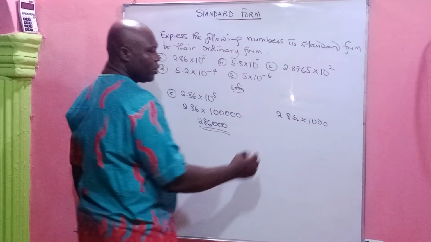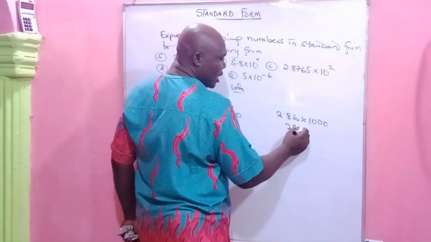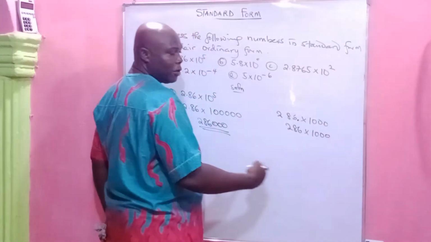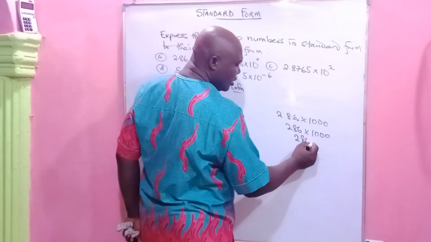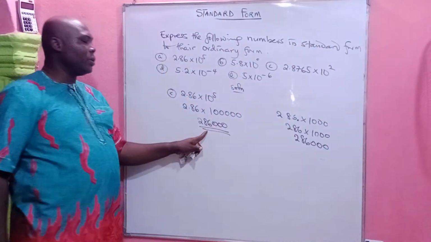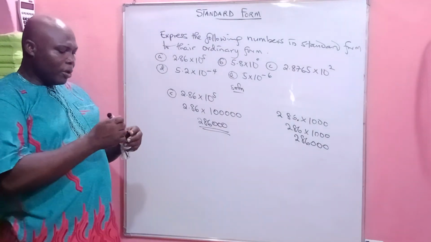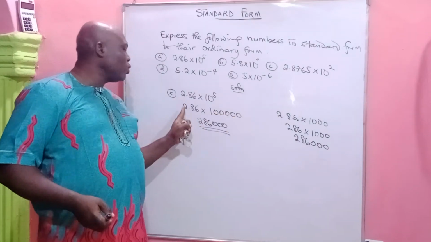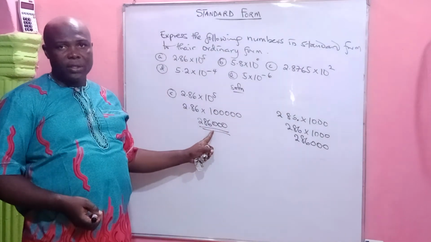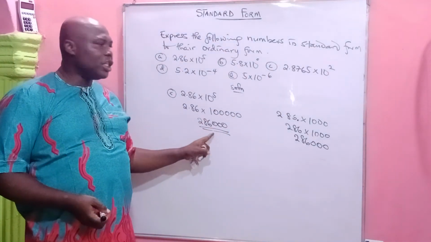And then you are left with 286 times 1000. And of course, 286 times 1000 will simply be 286 with how many zeros? 3 zeros. And that's what we have here. So take note of that. But understand that 10 raised to the power 5 is 1 with 5 zeros. And multiplying that with 2.86 will definitely give you this. So you have expressed it in the original form.